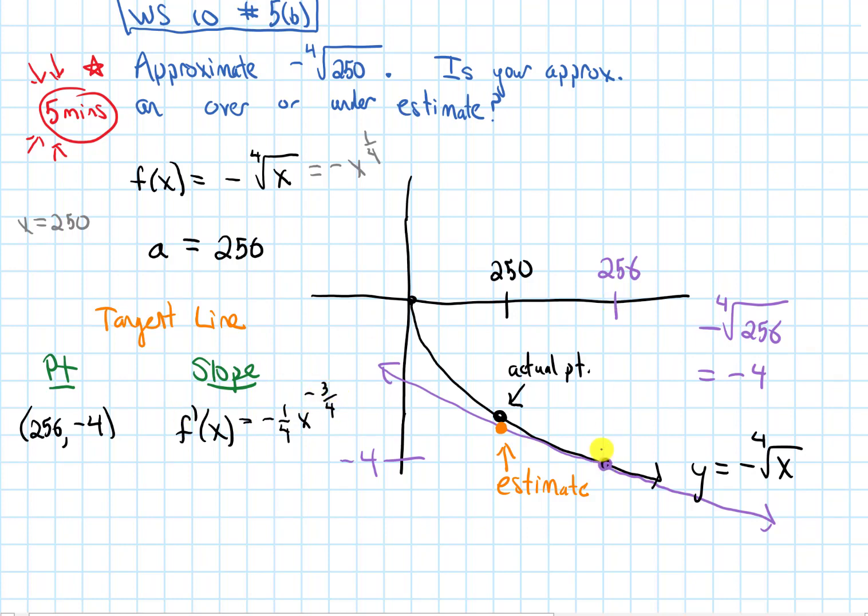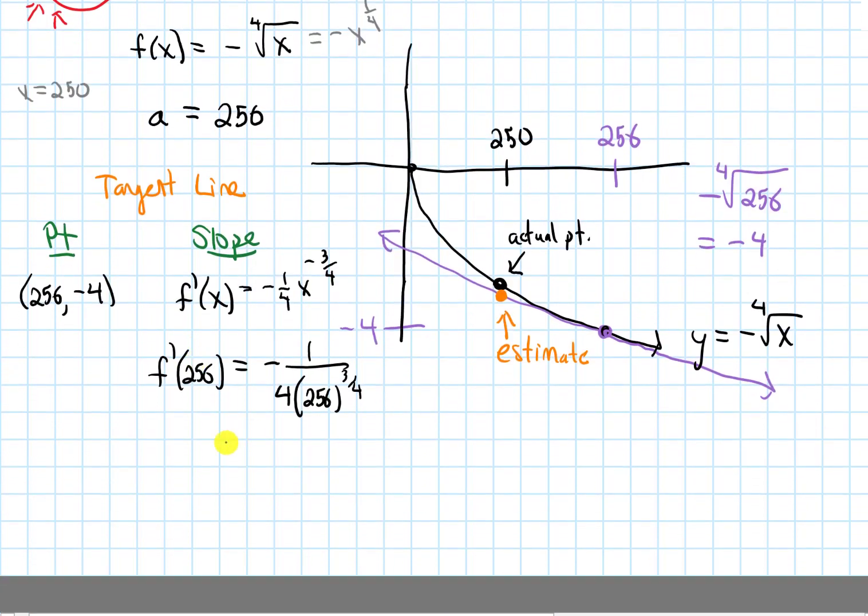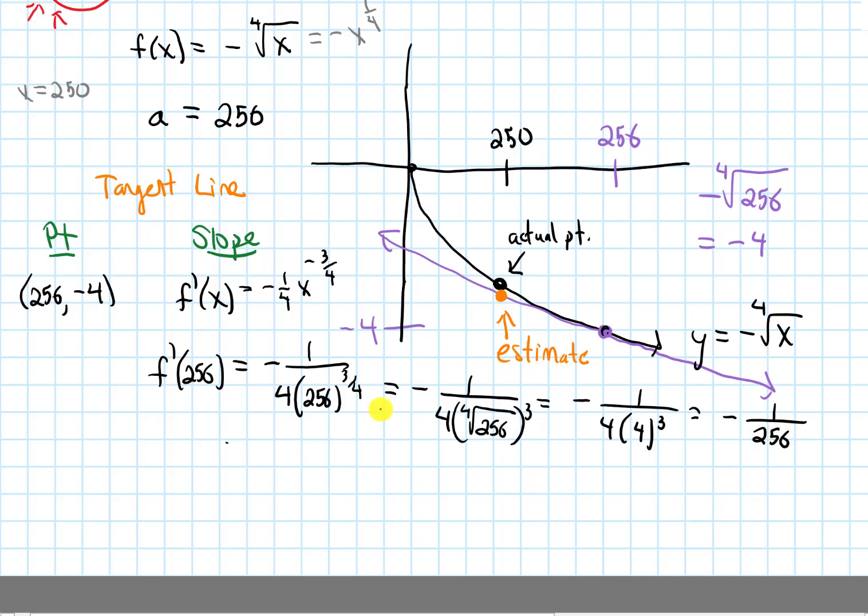Now I'll plug in my x value, 256. f prime of 256 is negative 1/4 times 256 to the negative 3/4. If I bring this negative 3/4 to the denominator, it becomes a positive 3/4. So we have a negative 1/4, and then the fourth root of 256 being cubed. I know the fourth root of 256, we did it already, it was 4. So 4 being cubed. We have negative 1 over, the denominator is essentially 4 to the 4th, and that's 256. So negative 1 over 256 is my slope.